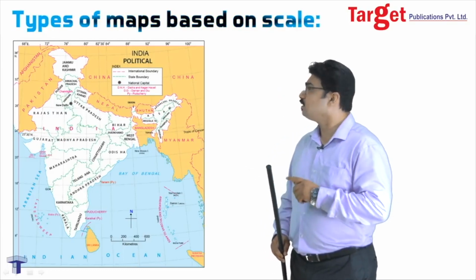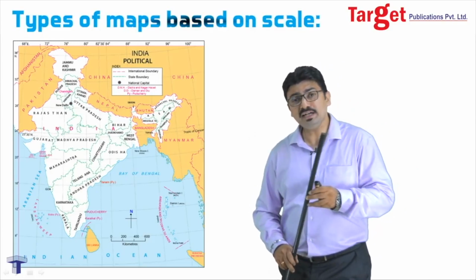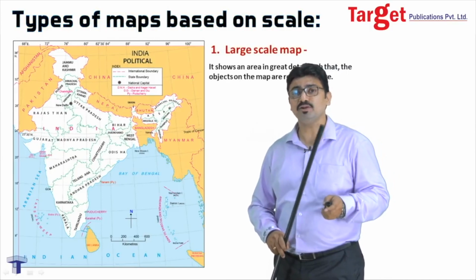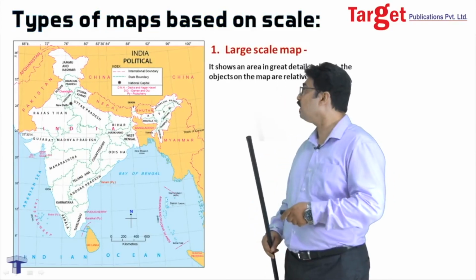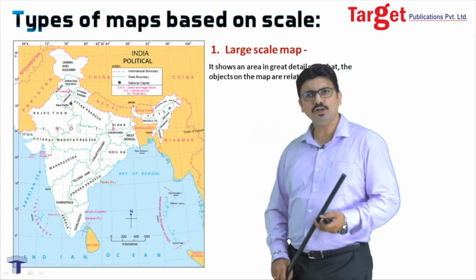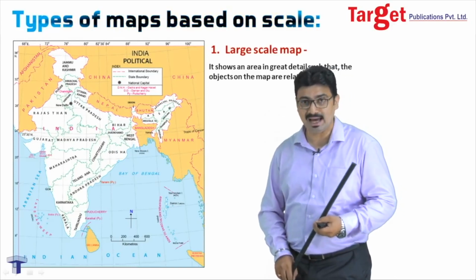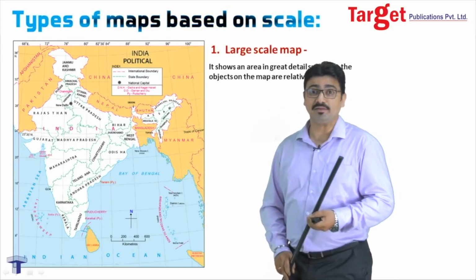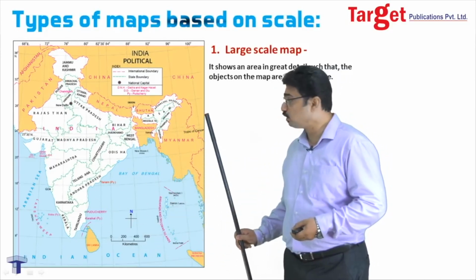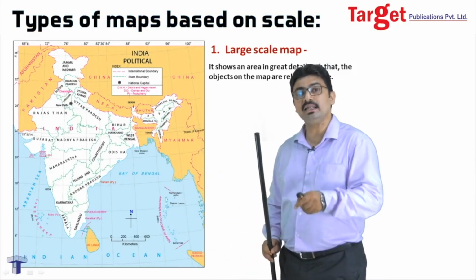So after understanding the types of scales, we now have to see how different types of maps are based on different types of scales, right? The first type that we understand is the large scale map. What do you mean by a large scale map? A large scale map essentially means a map where a particular region is shown in a larger size.